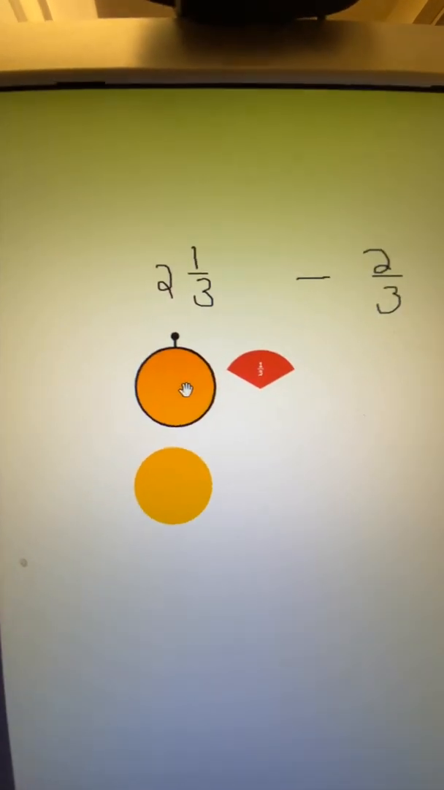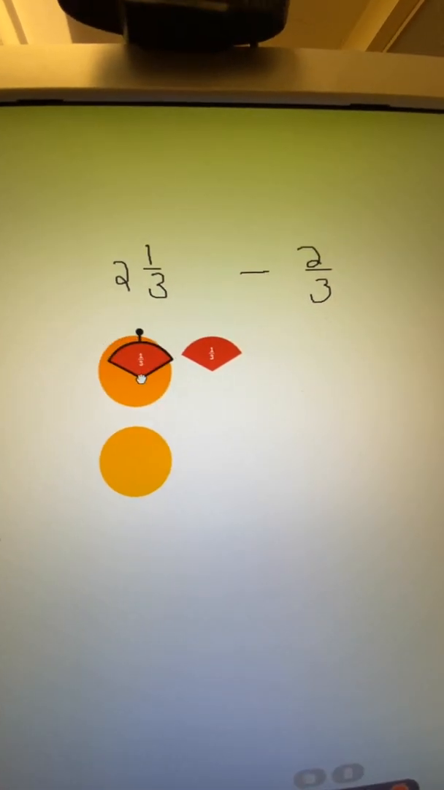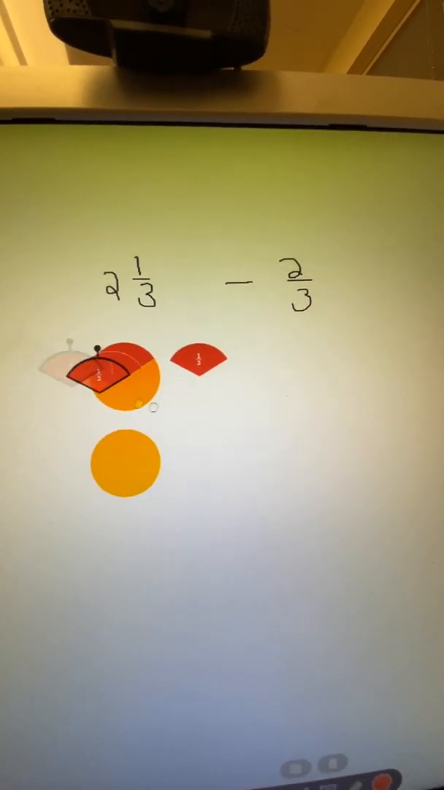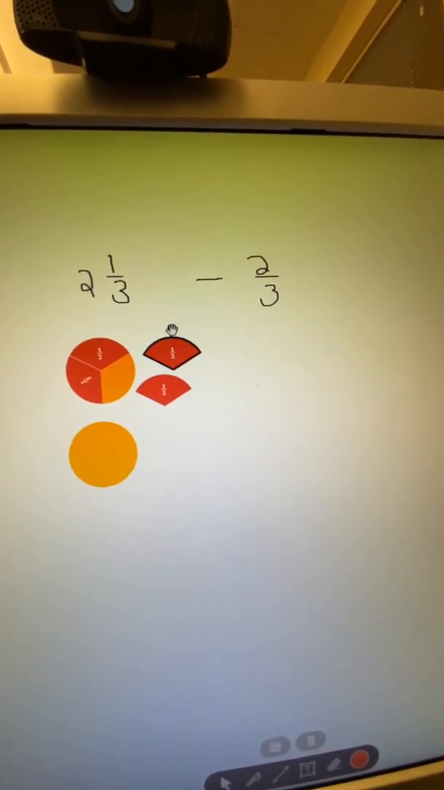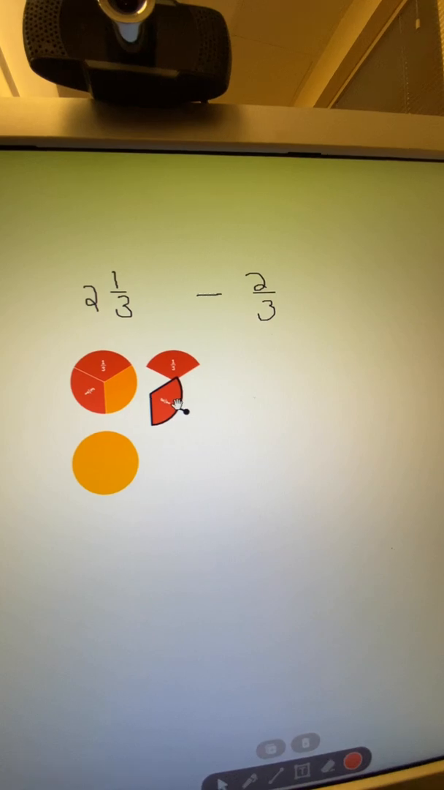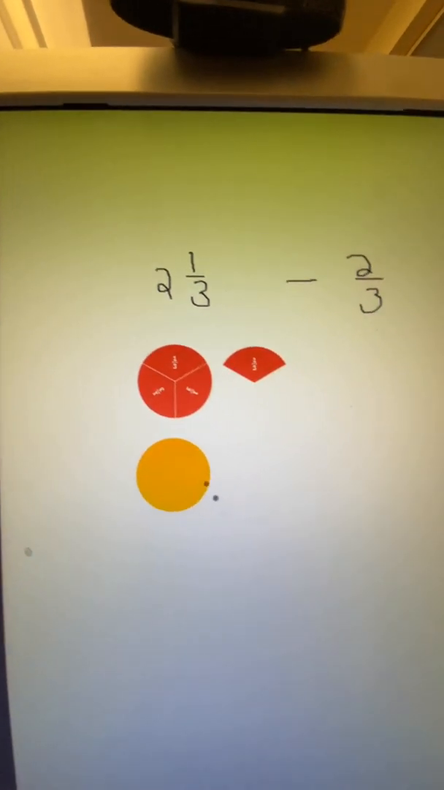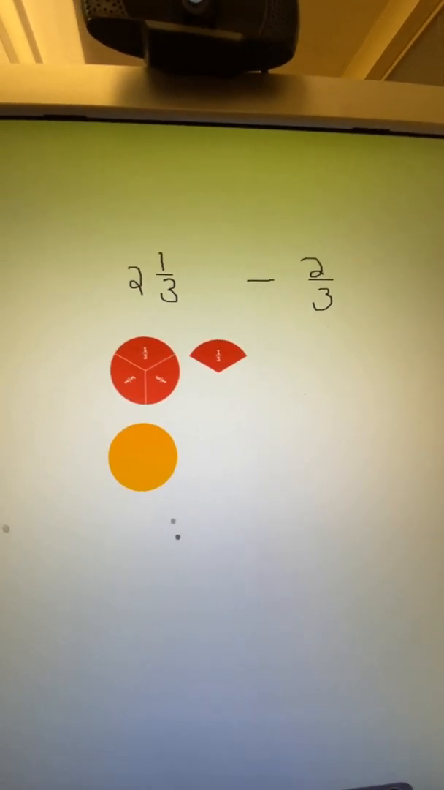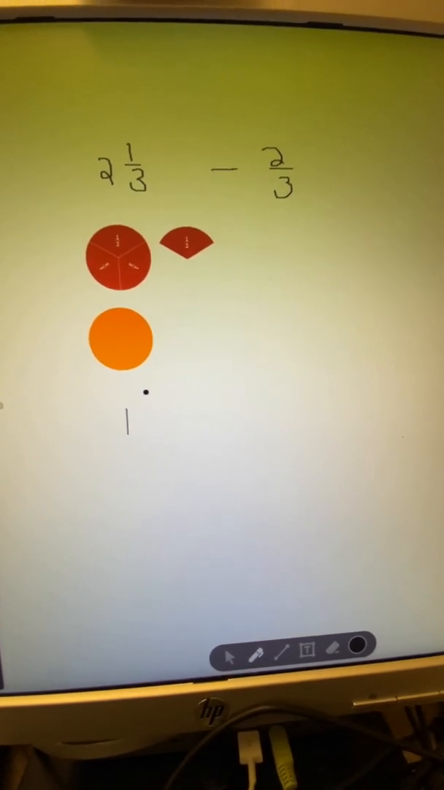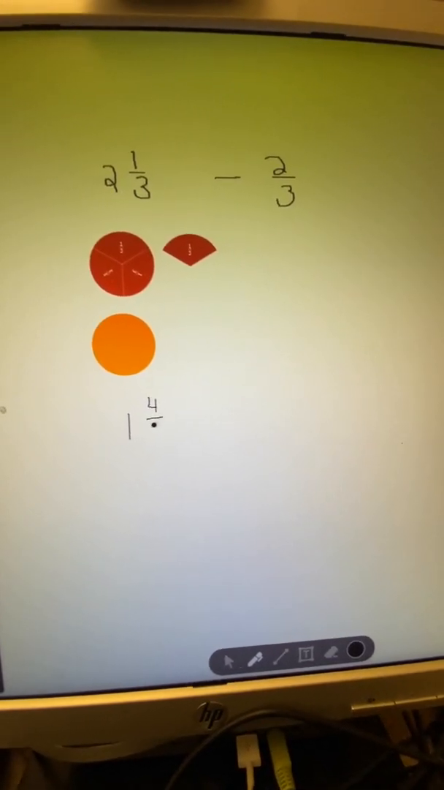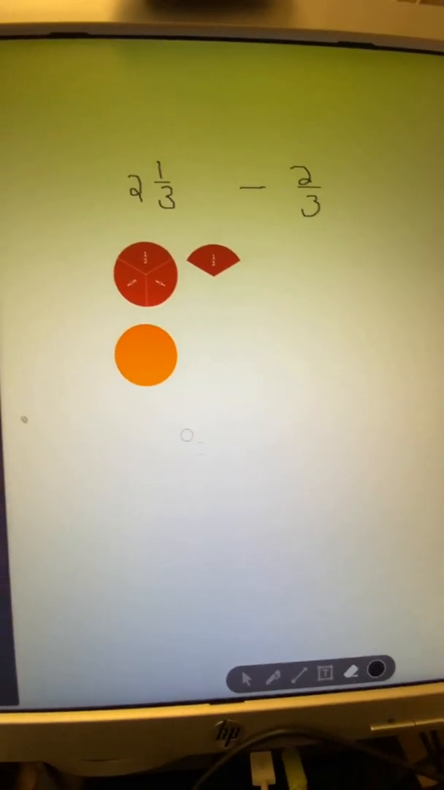So what I'm going to end up doing is rewriting the 2 here in thirds. So I'm going to take one of these and I'm going to split it into thirds. So that's 1, 2, 3. Let me just rearrange this real quick. So we have 1, 2, and 3. So now you can see I took it and rewrote it into thirds. So now the 2 1/3 is actually now, let me bring it down here, 1 4/3.